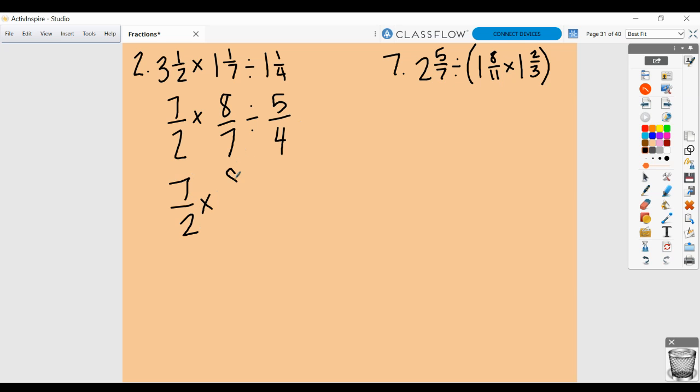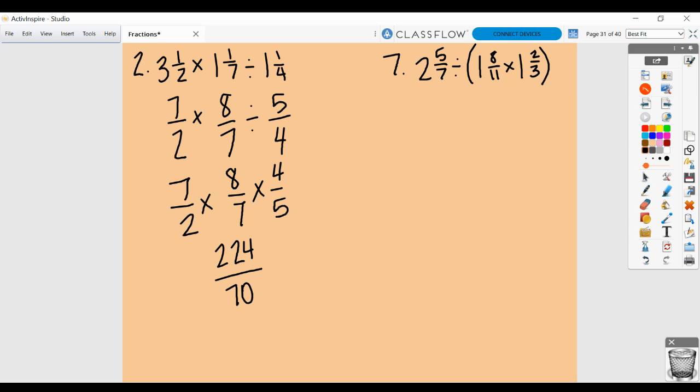So you keep the first fraction, change it to multiplication, flip the second fraction. And now you can just divide or multiply. So 7 times 8 times 4 is 224. 2 times 7 times 5 is 70.